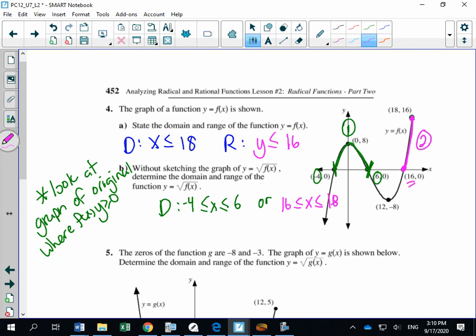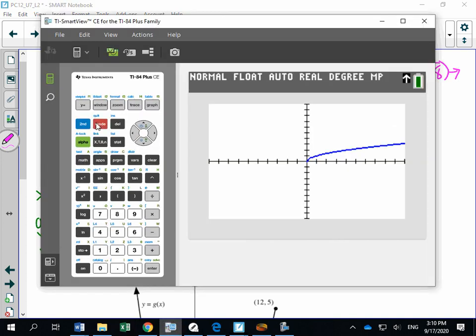Now, for the range of my radical graph, before we do range, we have to think about what the radical graph will look like. This point here, which is (0, 8), becomes (0, square root of 8) on my transformed graph. And I need to figure out what the square root of 8 is.